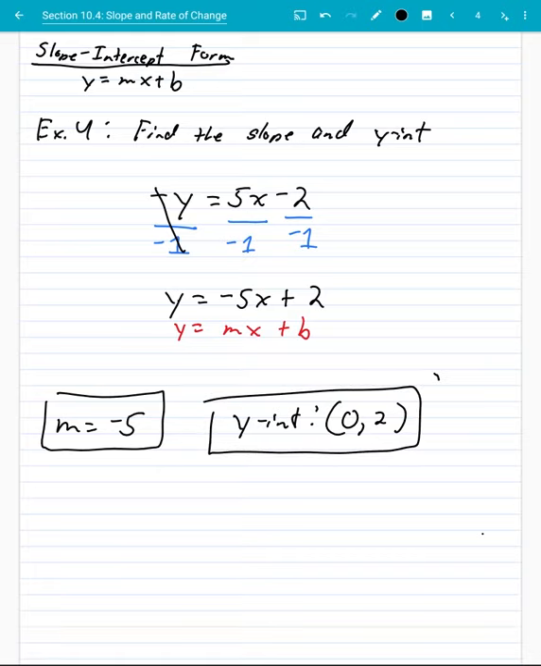Just one step to solve for y in this instance. Now, they're not all that easy. You don't just solve for y that quickly for all of them, but some of them are a bit more involved. And that was for example 4. Let's look at example 5. Example 5 is a bit more involved.